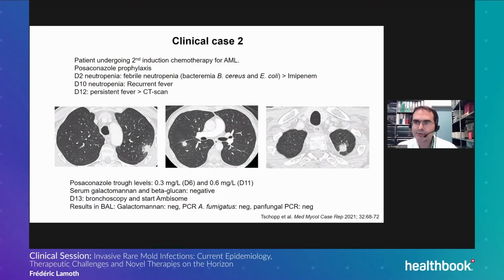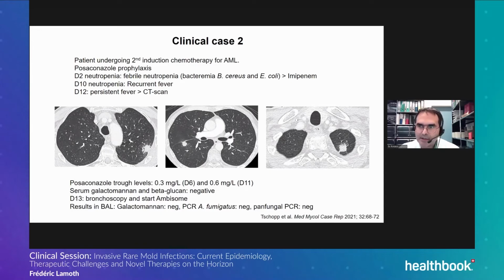Now, regarding breakthrough invasive fungal infections, I have a second clinical situation that I would like to show you. Again, a patient with acute myeloid leukemia receiving the second induction chemotherapy and receiving posaconazole prophylaxis. He had a first episode of febrile neutropenia, and then a second recurrent episode. Because of persistent fever, we did a chest CT scan. As you can see, there are typical well-circumscribed nodular lesions with some ground glass opacity around, very evocative of aspergillosis.